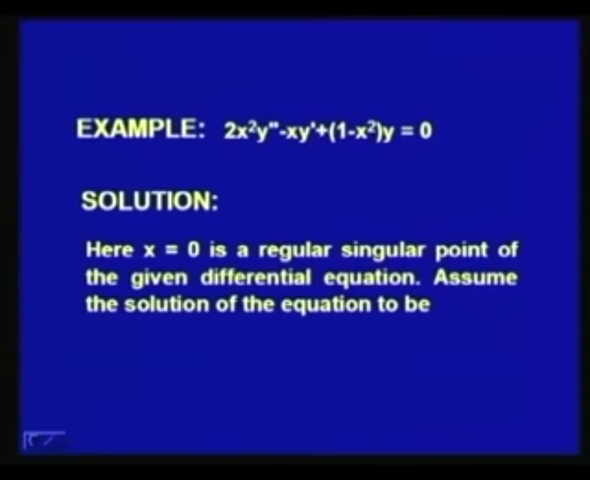Here a0(x) is equal to 2x^2, which vanishes at x equal to 0, and a1(x) over a0(x) will be equal to −1 upon 2x. a2(x) over a0(x) will be (1 − x^2) over 2x^2. So when we multiply a1(x)/a0(x) by (x − x0), that is x, and a2(x)/a0(x) by x^2, they both have removable singularities at x equal to 0. Therefore x equal to 0 is a regular singular point of the given differential equation, and therefore we can apply the Frobenius method to solve this second order differential equation.